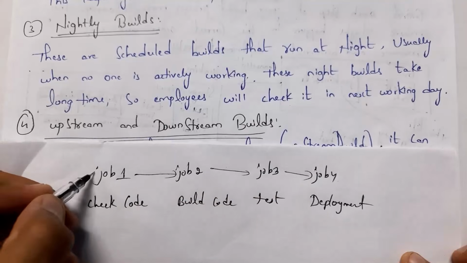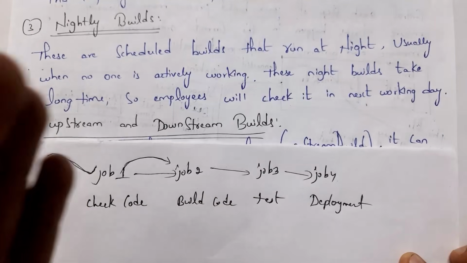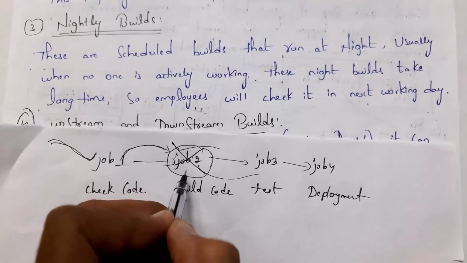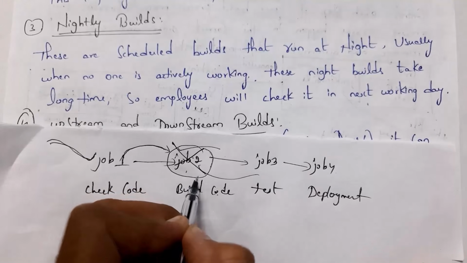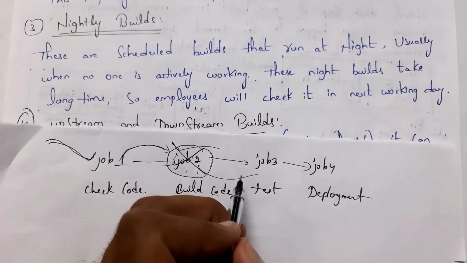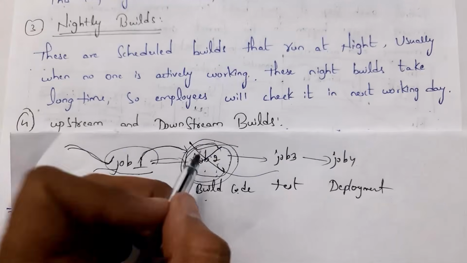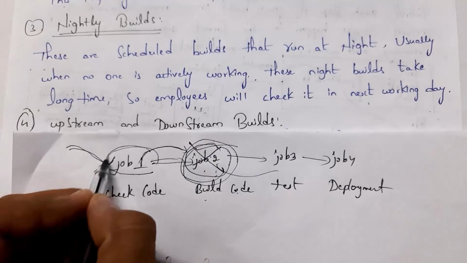Whenever one job is successful, then automatically the Jenkins server will start the next job. For example, I am unable to complete job 2. So whenever any job is unsuccessful, then it will not go to the next jobs. When one job finishes successfully, it can trigger another job. For example, job 1 is completed successfully.